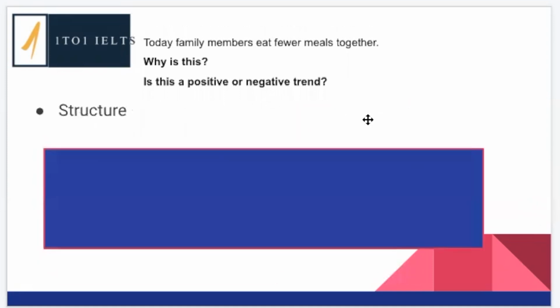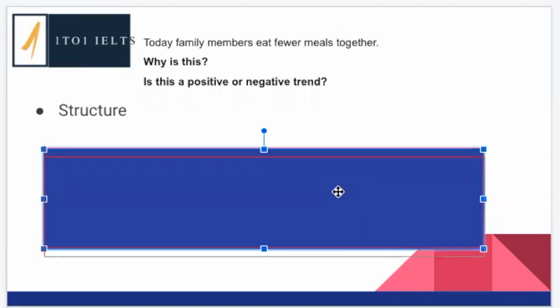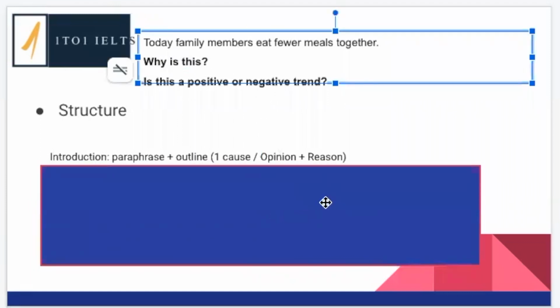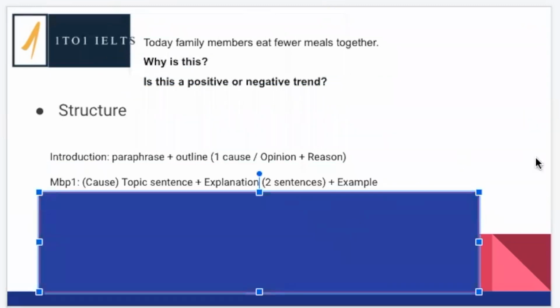Let's quickly review the structure. Let's look at the introduction first. Our introduction, we mentioned this today already. We have our paraphrase and outline, and then we get on to the first main body paragraph. So main body paragraph 1 is this cause. We're going to give one cause. What is the structure for a one cause paragraph? It's actually a very simple structure. It's going to look like this.